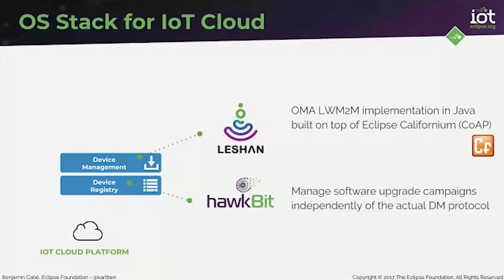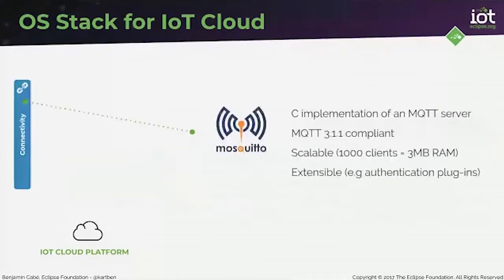Leshan is, to put it simply, the server-side counterpart of Eclipse Wakaama that I mentioned earlier. It's the server-side implementation of Lightweight M2M, which is pretty useful when you want to manage Lightweight M2M constrained devices. Those are two building blocks, if you will. Mosquitto is another. You're probably familiar with Mosquitto if you're doing MQTT. That's basically the broker that you can use to connect and interface all your MQTT devices with one another.